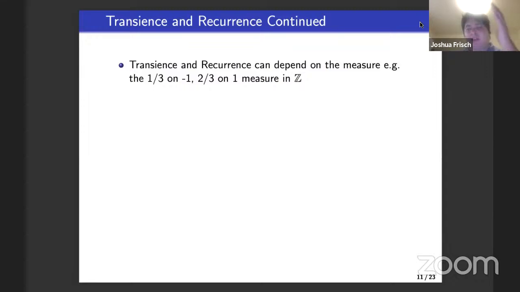So I want to be clear. Transience and recurrence are not a property of the group. They're a property of the group and the measure. If I go left 1/3 of the time and right 2/3 of the time, by the law of large numbers, I'm just not going to return to zero infinitely often. And this sort of makes sense, right? If you're trying to walk and I'm going in a random direction, but there's a very heavy headwind pushing me to the right, over time, I'm going to go to the right.